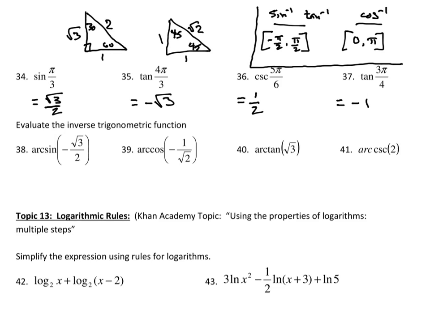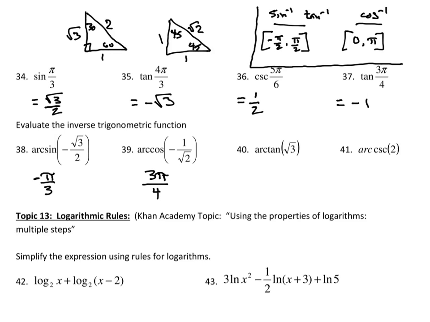So arcsine of negative root 3 over 2, that would be in the fourth quadrant, and that would be a 60-degree reference angle, or pi over 3, so this would be negative pi over 3. Arccosine of negative 1 over radical 2, also negative radical 2 over 2, that would be in the second quadrant, and that would be 3 pi over 4.